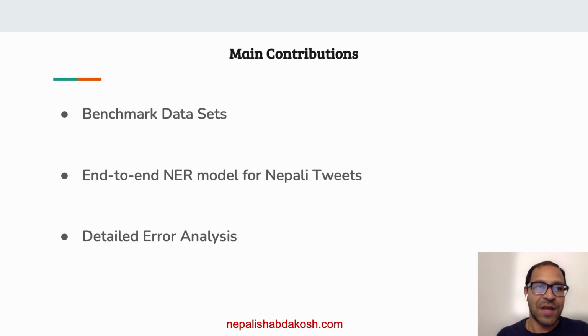Our main contributions are the following. First, we created the first benchmark dataset for processing tweets and extracting named entities from them. We also developed end-to-end NER models to extract those entities from Nepali tweets. And finally, we provide a detailed error analysis: why the models are making mistakes, what could be the next steps, right? So a detailed error analysis has been done in this paper.